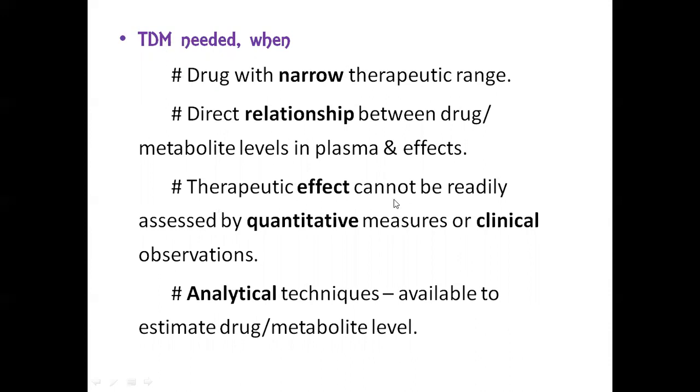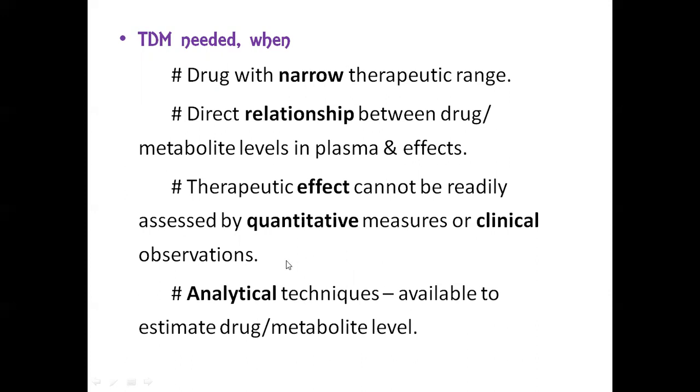Then, the therapeutic effect cannot be readily assessed by quantitative measures or clinical observations. So here we can correlate like that. For anticoagulants, if we are giving heparin to a patient, we can do PT INR. Like that, we can do quantitative measurement. Quantitative means we can measure, like doing blood investigations, we can assess the effect of the drug. Like heparin, we can quantify.